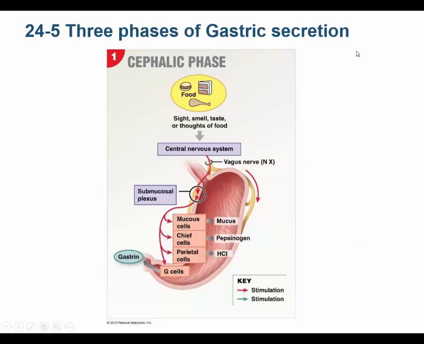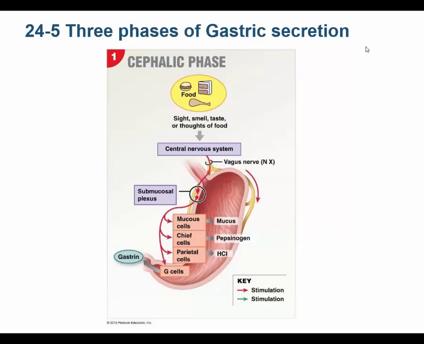All right, so let's talk about the three phases of gastric secretion. The three phases of gastric secretion are going to lead to the parietal cells making hydrochloric acid and lead to other cells telling whatever cells make that product to secrete their products, like the chief cell secreting pepsinogen, the mucous neck cell secreting mucus, and the enteroendocrine cells secreting gastrin and all of that. But we have three phases to this.